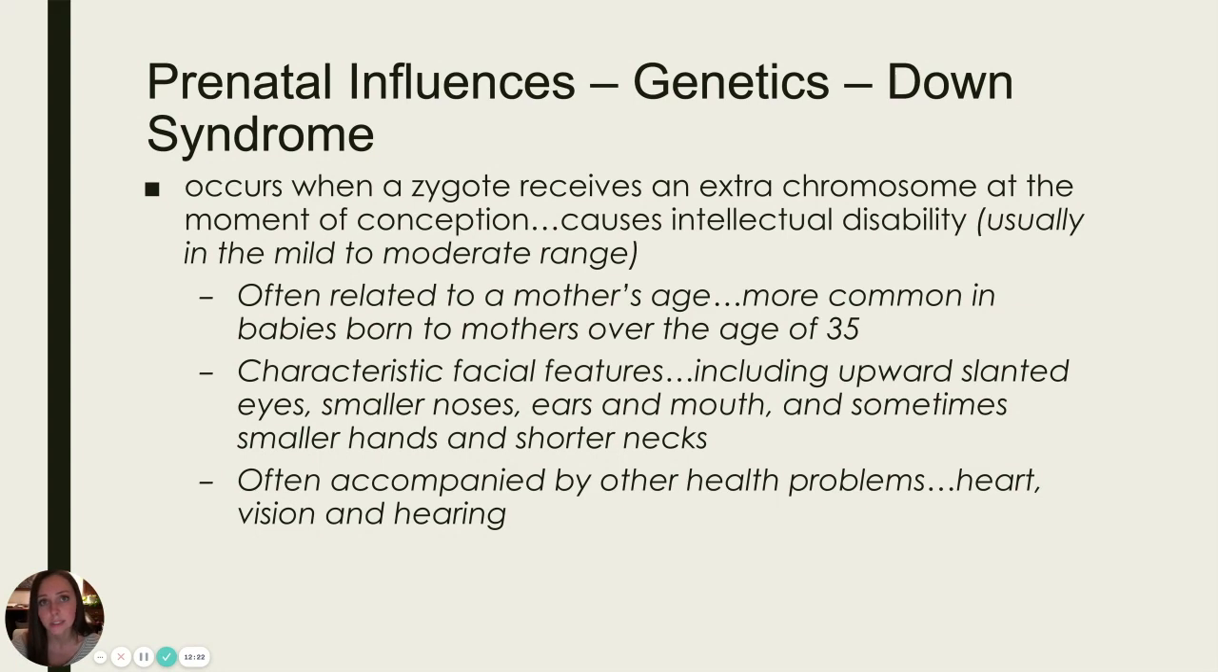There are characteristics that make Down syndrome more noticeable facial features wise. So we have the upward slanted eyes, smaller nose, ear and mouth, sometimes smaller hands and shorter neck. So there's very distinct facial features with Down syndrome. And then usually that's not the only issue. There's accompanied other health problems like heart, vision, or hearing, there's something else also going on with it.